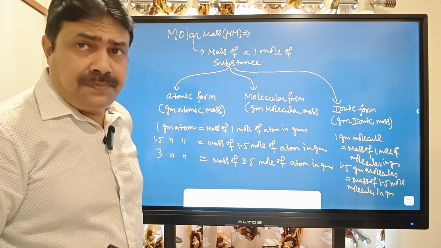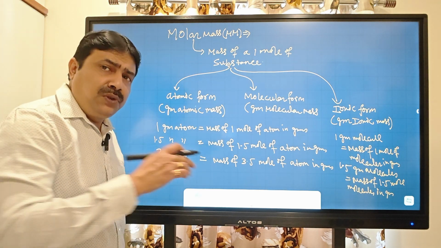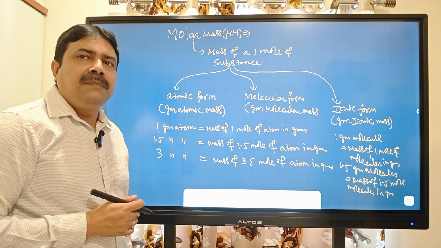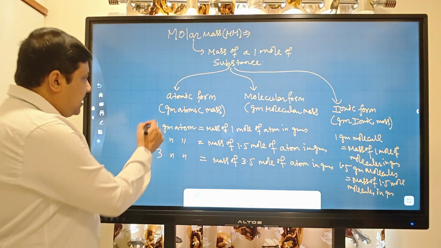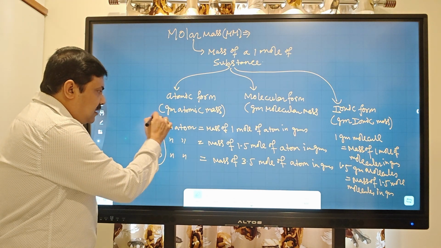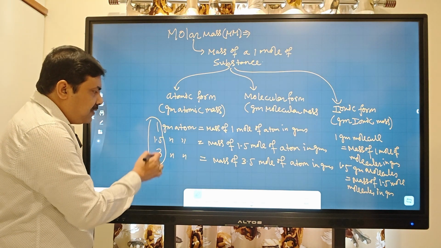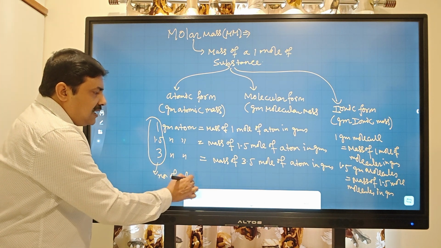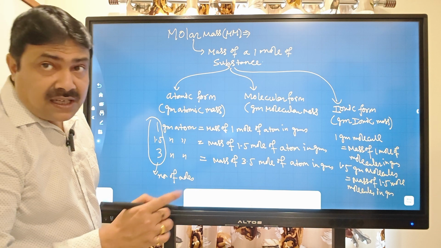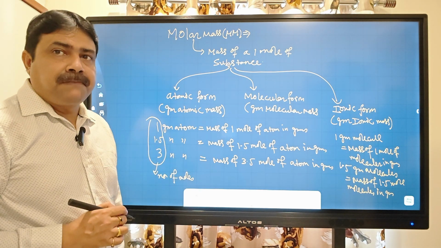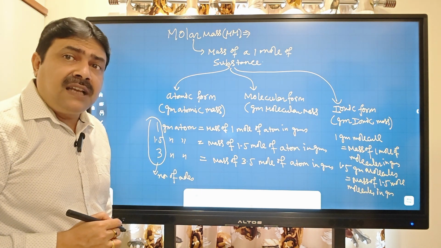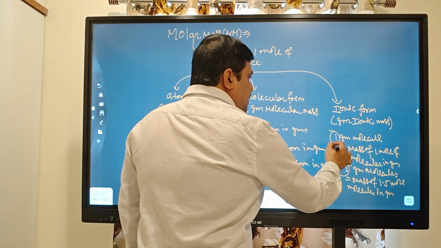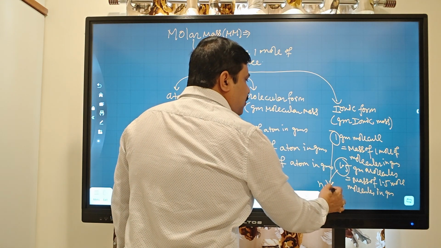The main point is, before the gram atom, before the gram molecule, before the gram ion, whatever number is there, that number represents the number of moles. Like 1, 1.5, 3, whatever, these numbers represent the number of moles. Before the gram ion, the gram molecule, the gram atom, whatever number is there, that represents nothing but the number of moles. Yes or no?